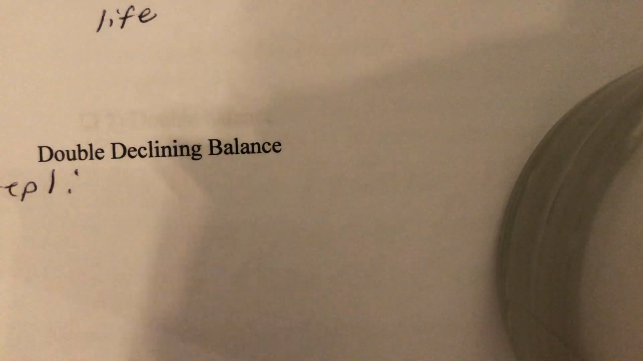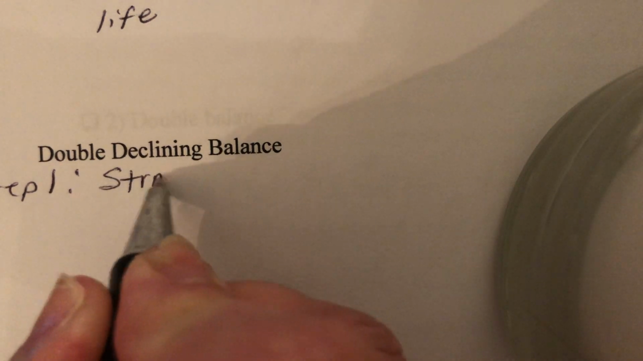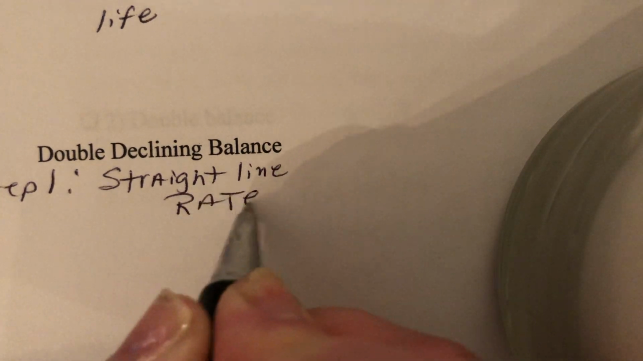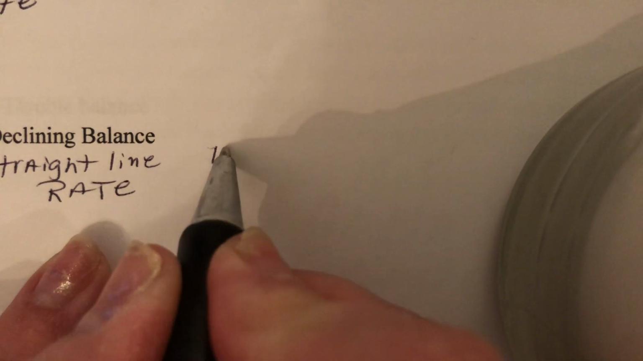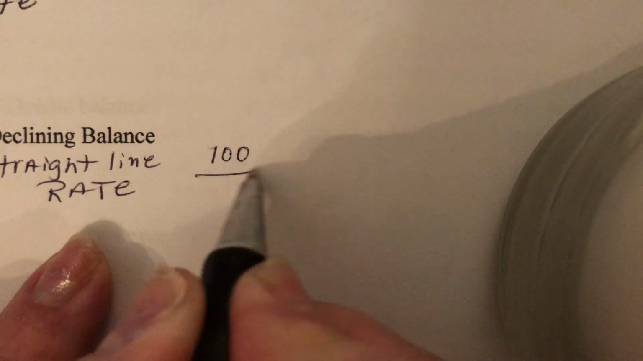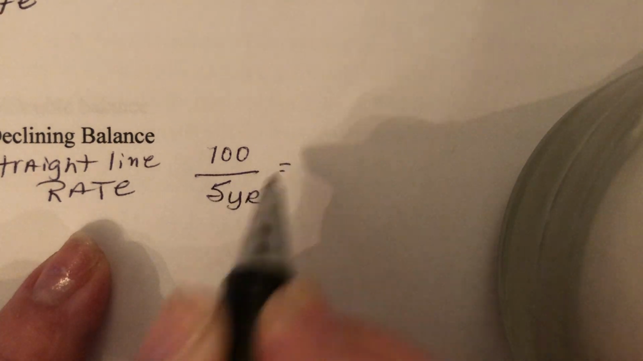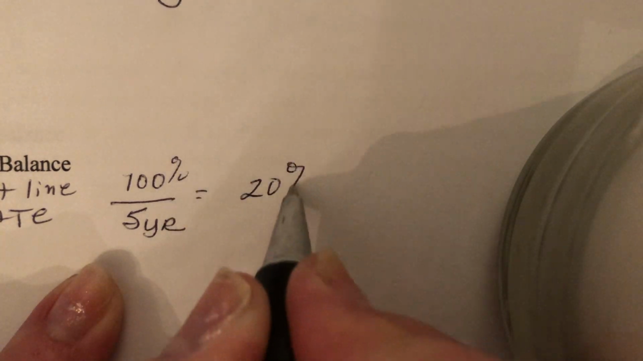What you want to do is get the straight line rate. And what that means is you want to take 100% and divide it by the useful life. And what that gives you is 20%, if this is a percentage.